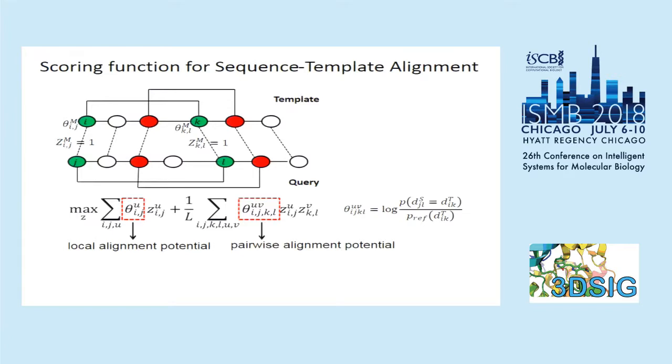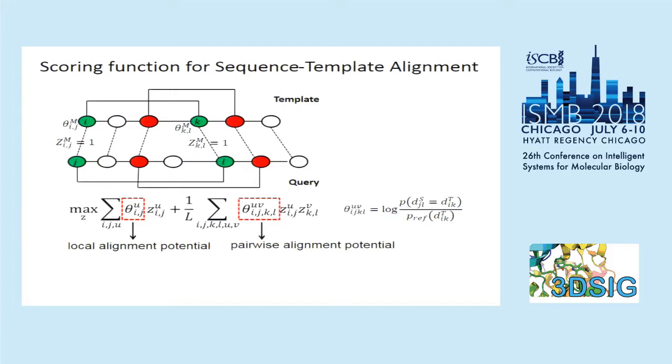And so for this theta, we just use a typical scoring function. And for this one, we use this scoring function to measure how well to align two pairs of residues. So here, D_ik^T is the distance in the template, and this is the distance in the sequence. And this is just the background probability of this distance. So you can get this background probability by statistics. And this one is predicted from our deep neural network. So this is our scoring function to measure how well to align two pairs of residues.